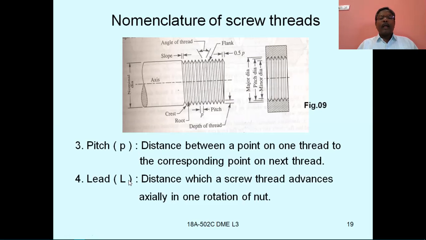Lead is the distance which a screw thread advances axially in one rotation of the nut. By one rotation of the nut, the distance advanced by the screw thread, right? This is the lead.